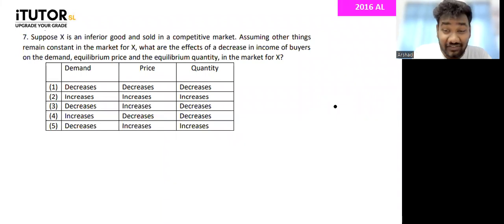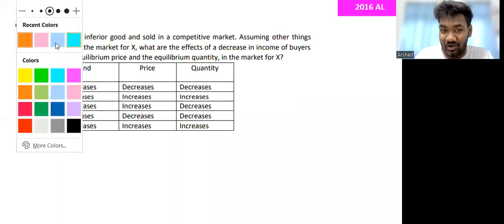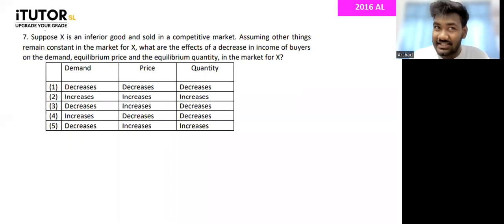But this question is a little different. This question we can analyze using the demand and supply curve. Why? Because here they are asking you for equilibrium price and quantity. Now, if you look at the previous question in the 2013 A-level paper, there they just asked what will happen to price and quantity. But here they are directly asking what will happen to equilibrium price and what will happen to equilibrium quantity. So therefore, we can draw an equilibrium demand and supply diagram and figure it out. So it's very easy. We'll go one by one.